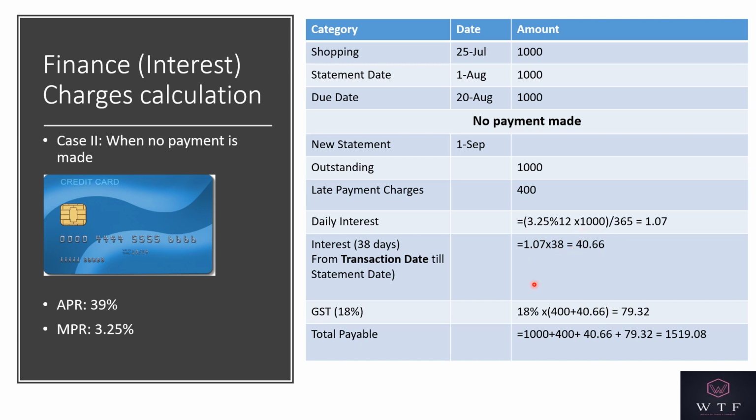Other than this, even GST is added at the rate of 18%. And GST is also calculated on the late payment charges. So GST would be 18% of late payment charges plus the interest that has been accrued in 38 days, which is 79.32. So the total payable would be total outstanding 1000 rupees plus the late payment charges 400 plus the interest 40.66 plus the GST component 79.32, which is 1519.08 rupees.